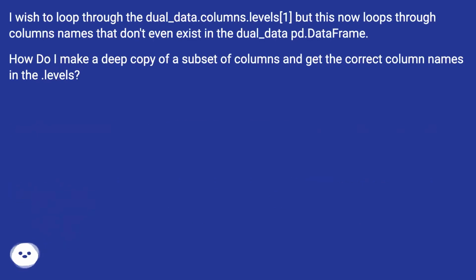I wish to loop through the dual_data.columns levels 1, but this now loops through column names that don't even exist in the dual_data DataFrame. How do I make a deep copy of a subset of columns and get the correct column names in the .levels?